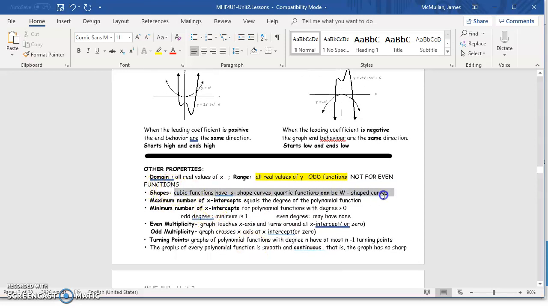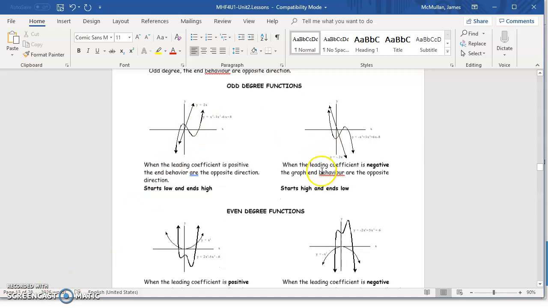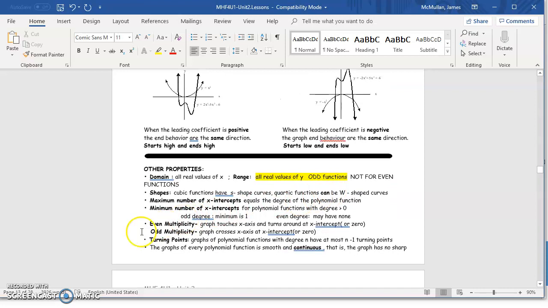Again, cubics have that sort of S shape, quartics have the W or the U shape. The maximum number of x-intercepts is equal to the degree. The minimum number is 0 for evens or 1 for odds. An odd simply has to get through the x-axis, because how else do you get from negative infinity to positive infinity without passing 0?